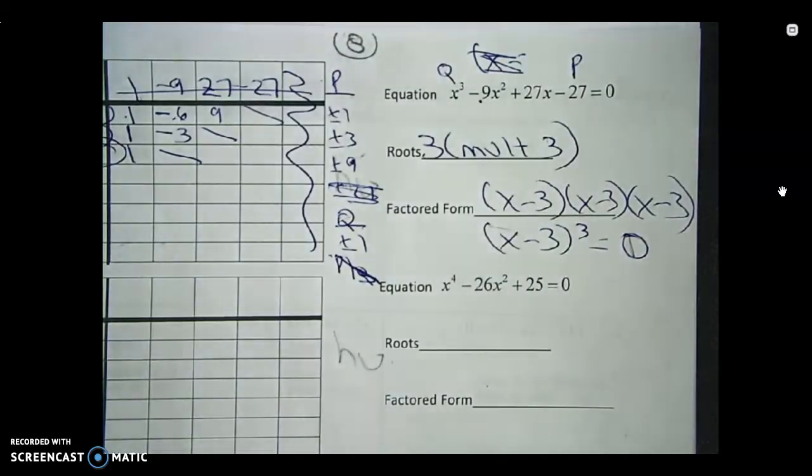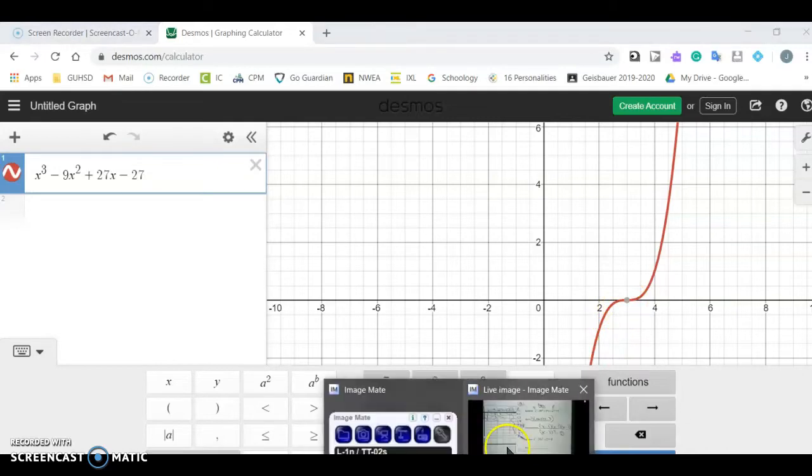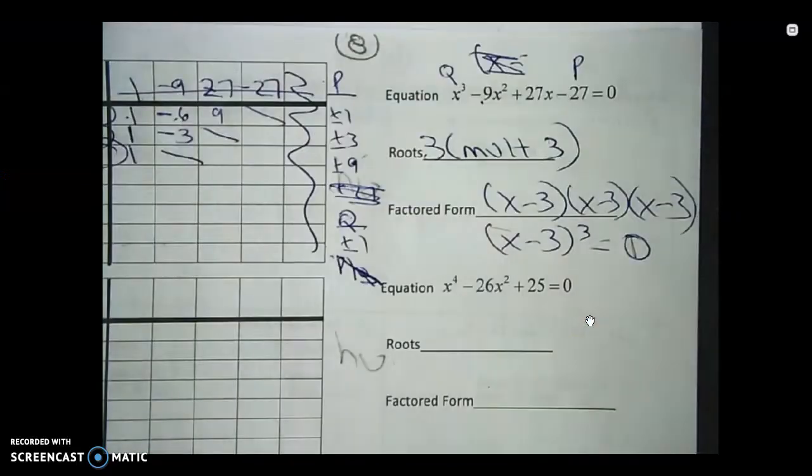Let me show the graph. I don't know if I had a chance to graph it. Yes, I did. And if you look at the graph, there it is at 3. And remember, when it happens twice, it bounces, but when it happens 3 times, it goes right through. Okay, so let's go back to that.